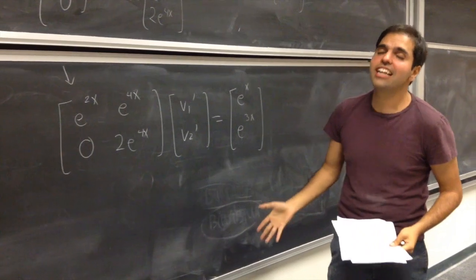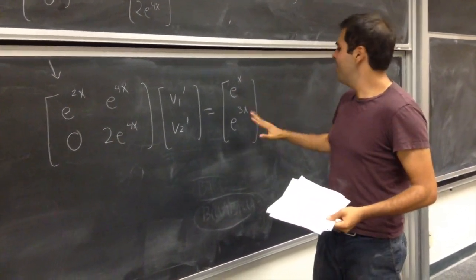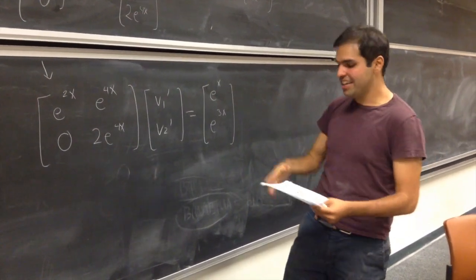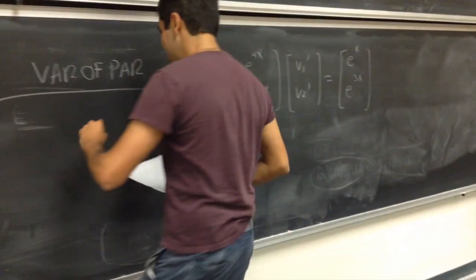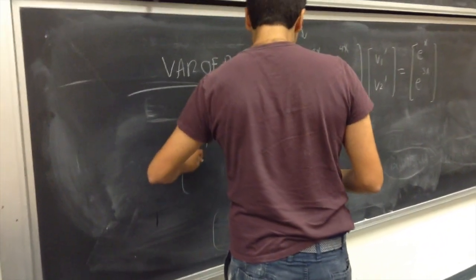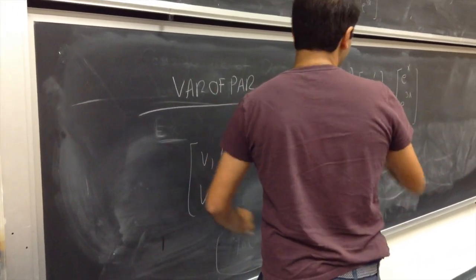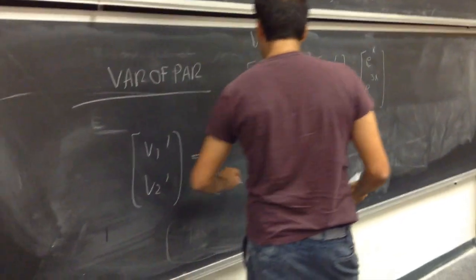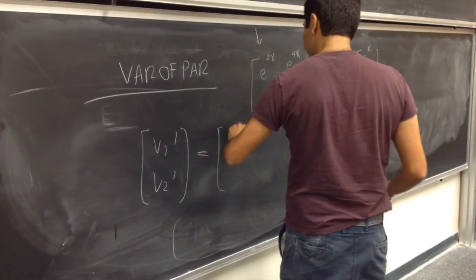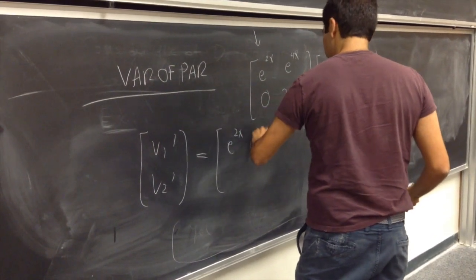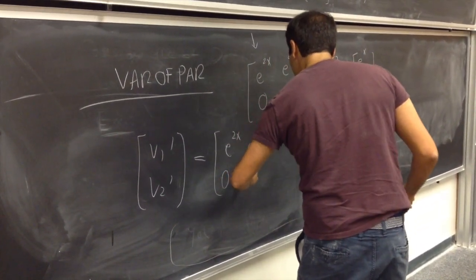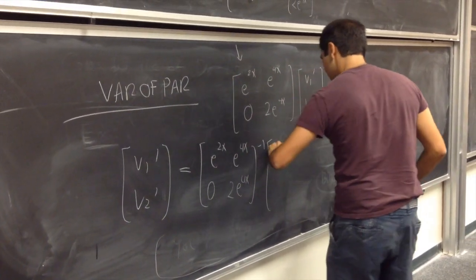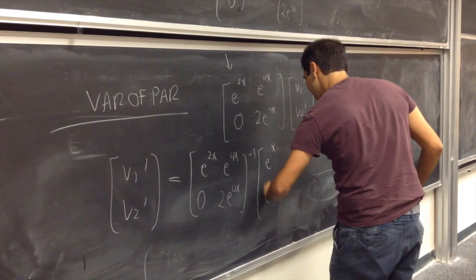And I do realize you could use undetermined coefficients for that, but this is more systematic and works for any kind of inhomogeneous equation. But look, what do we have then? This is an equation for v1 prime and v2 prime. Therefore, (v1 prime, v2 prime) is the inverse of this matrix, (e to the 2x, e to the 4x; 0, 2e to the 4x), applied to (e to the x, e to the 3x).